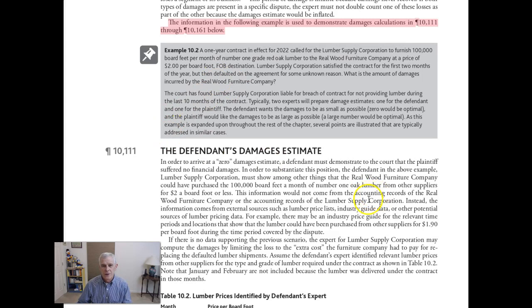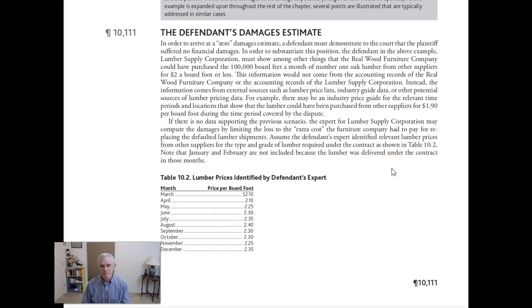Now the defendant will say, okay, let's find out what you could have gone and purchased that lumber for someplace else. And so the defendant's expert witness looks at other suppliers to try to find out what they could have gone out quickly and bought that lumber that the defendant did not supply the plaintiff with. Okay, so they said, all right, we start with March because we're already through February and January. It was delivered.